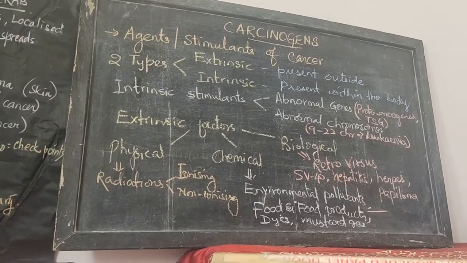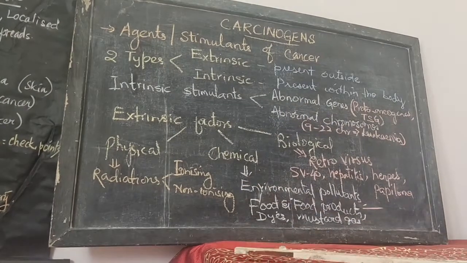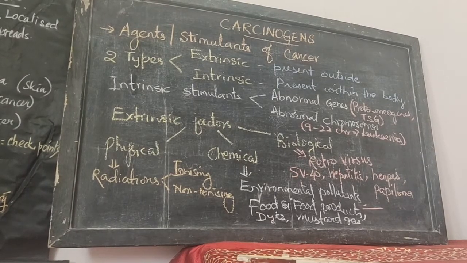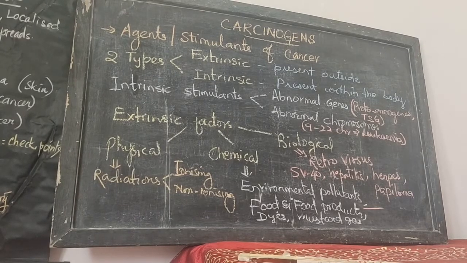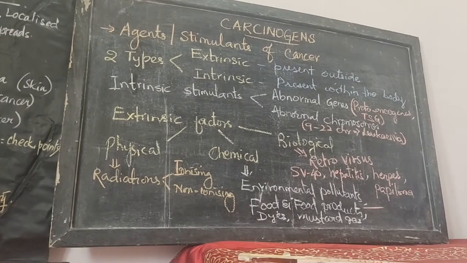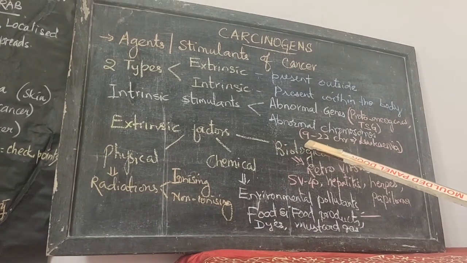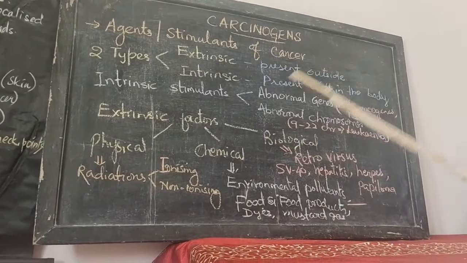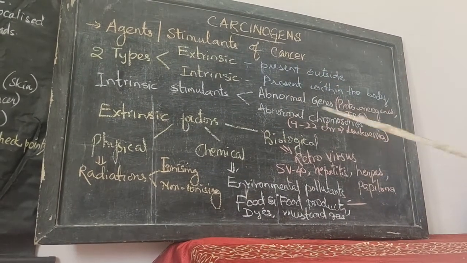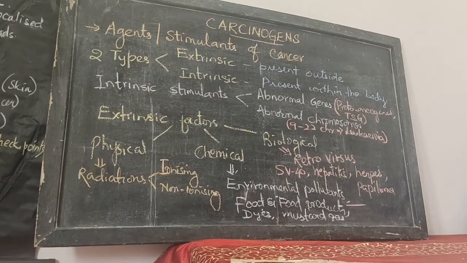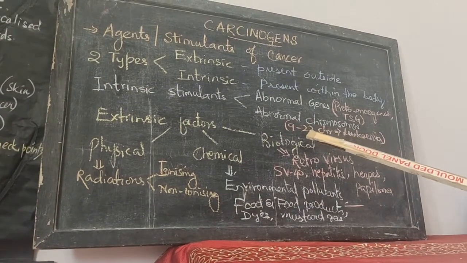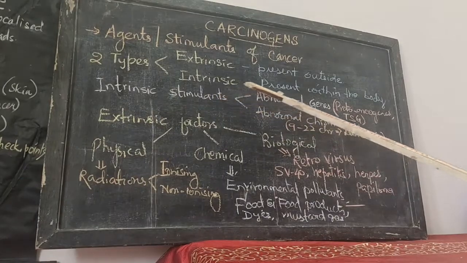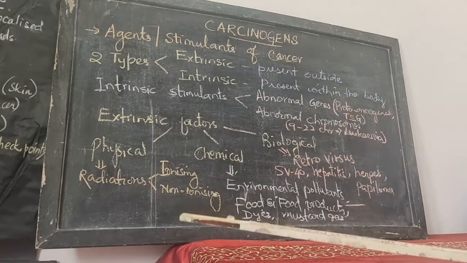The second type is abnormal chromosomes. Abnormality in the standard structure of chromosomes also leads to the formation of cancer condition. For example, there is a process of translocation between chromosome number 9 and chromosome number 22. This translocation will lead to the formation of the leukemia condition, a blood cancer condition. So abnormalities related to chromosomes and abnormalities related to genes together form the intrinsic stimulants that cause cancer.